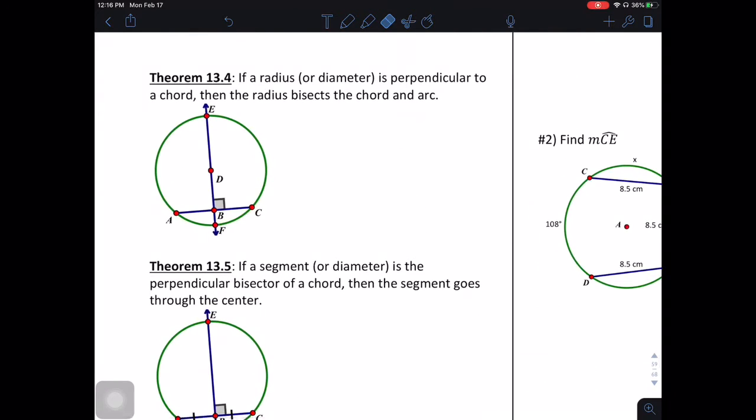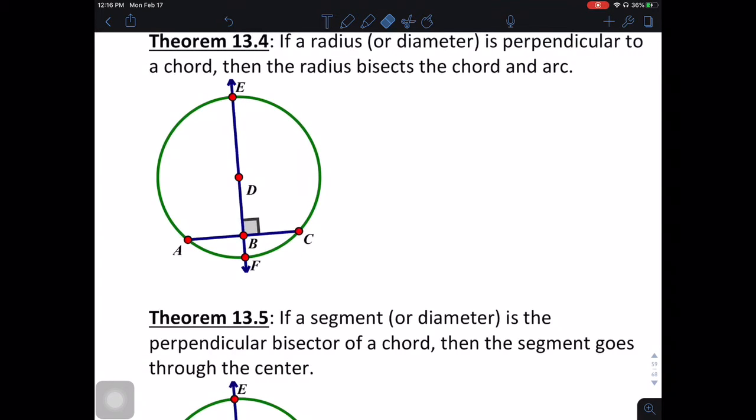13.4. If a radius, or diameter, is perpendicular to a chord, then the radius bisects the chord and the arc. So notice in this picture that this diameter is perpendicular to this chord. When that happens, it will cut this in half, and it cuts this in half as well.